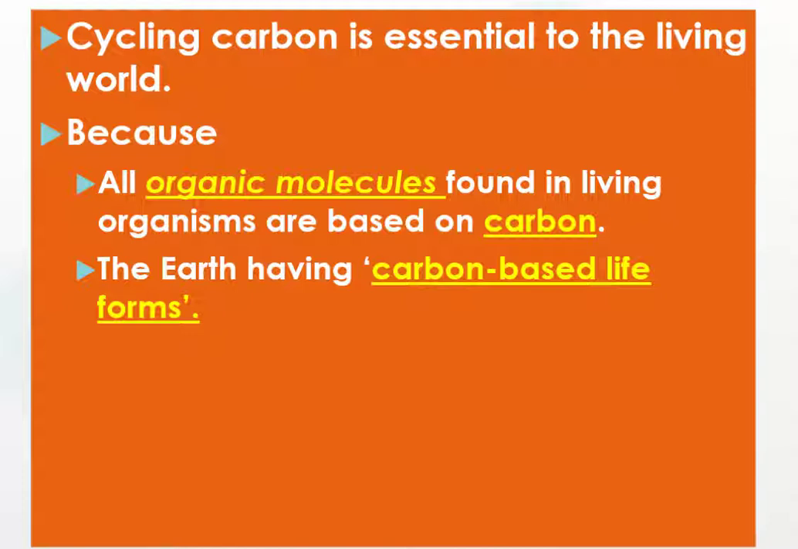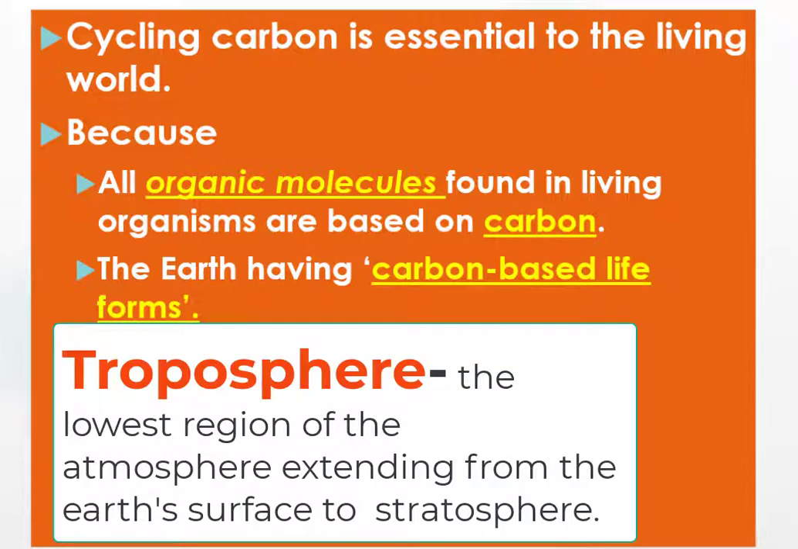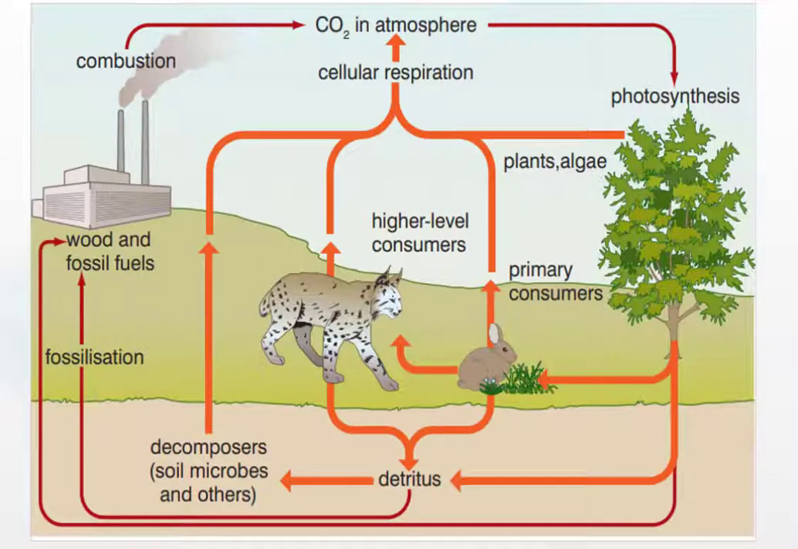So the carbon cycle is based on carbon dioxide gas, which makes up almost 0.036% by volume of the troposphere and is also dissolved in water. When I say troposphere here, don't get confused. Troposphere means the lowest region of the atmosphere, extending from the Earth's surface to the stratosphere. As we said before, the carbon cycle mostly relies on carbon dioxide gas.